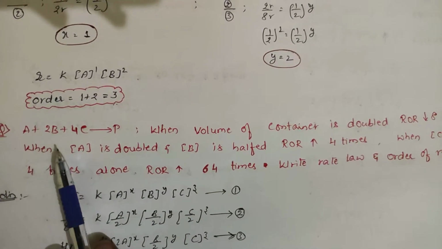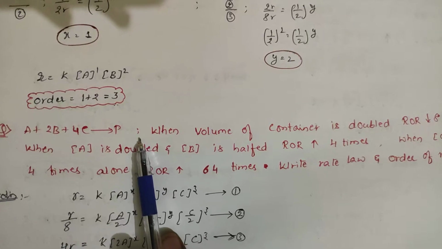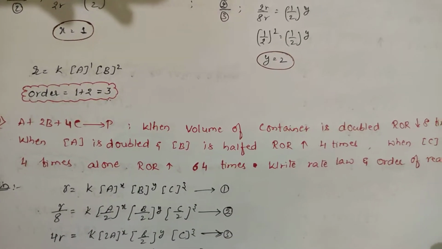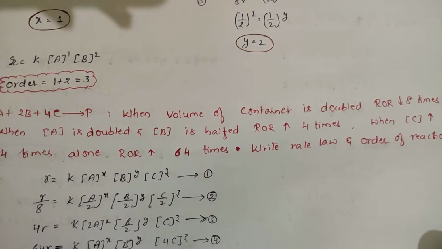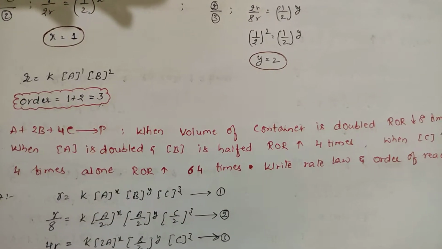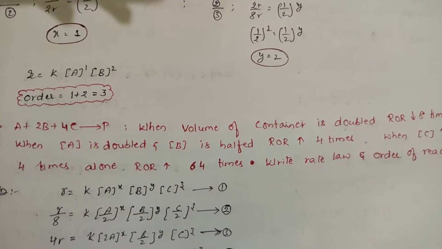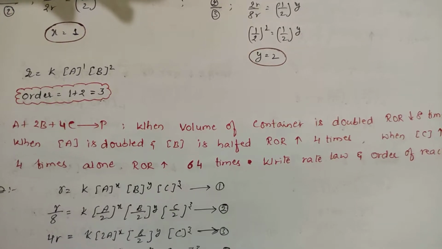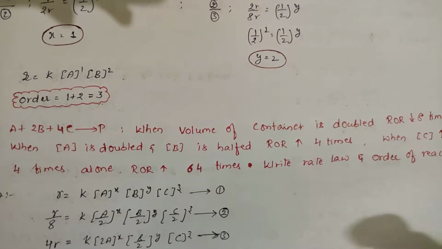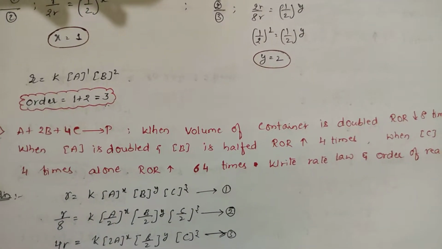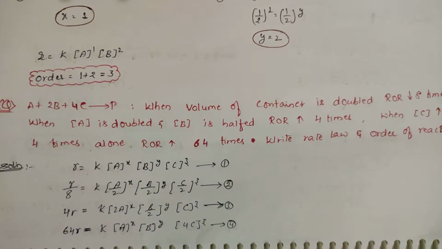So in the last session we stopped with a question, right? And this is the question: A plus 2B gives products. When the volume of the container is doubled, the rate of reaction decreases by 8 times. When the concentration of A is doubled and B is halved, the rate of the reaction becomes 4 times. When the concentration of C is increased 4 times alone, the rate of the reaction increases 64 times. Write the rate law and the order of the reaction.